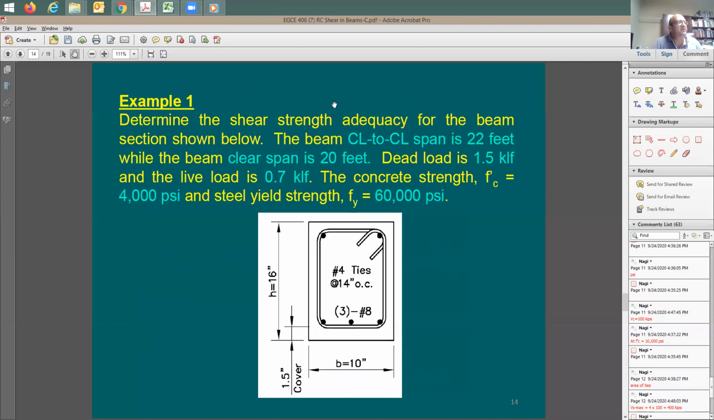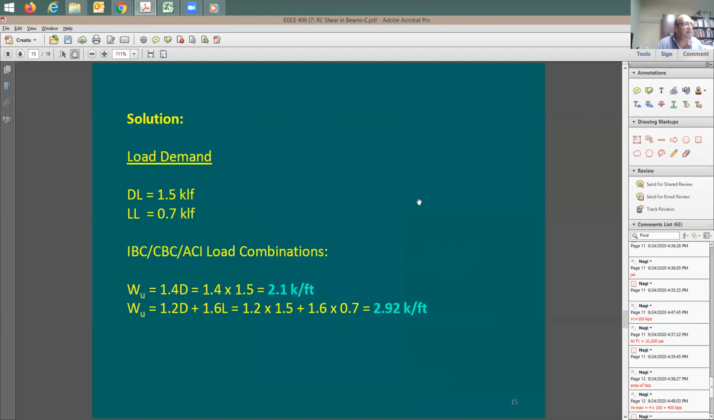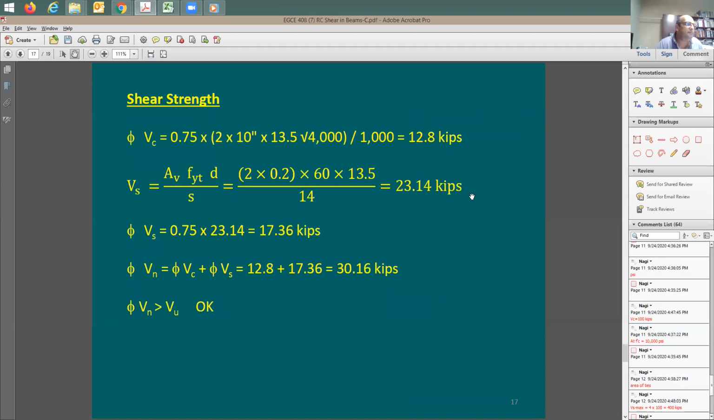This example says determine the shear strength adequacy for this beam. Did you guys see this beam before? Yes. Okay, this is one of the examples that we have used. It gives you the span, the load, dead load and live load, concrete properties, steel properties. Dead load, live load, do ultimate load, 292 is going to be the one to use. We went through this before. Any question on this? This is going to be the demand, right? As a uniform load. So fine.